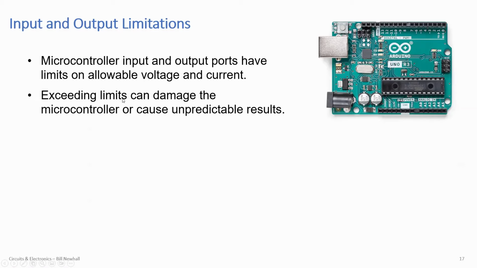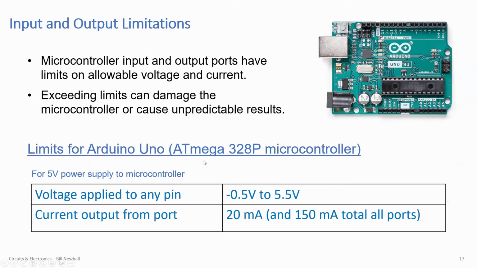So to show you some examples and typical limits, here are the limits for the microcontroller that is on the Arduino Uno board. This is one of the cheap boards that's very common for people to use, especially in classes or just to get something working with sensing and control with a microcontroller. So for this, for a 5-volt supply connection to this board, to this microcontroller chip here, the voltage that you apply to any pin for an input can range from minus 0.5 to plus 5.5.